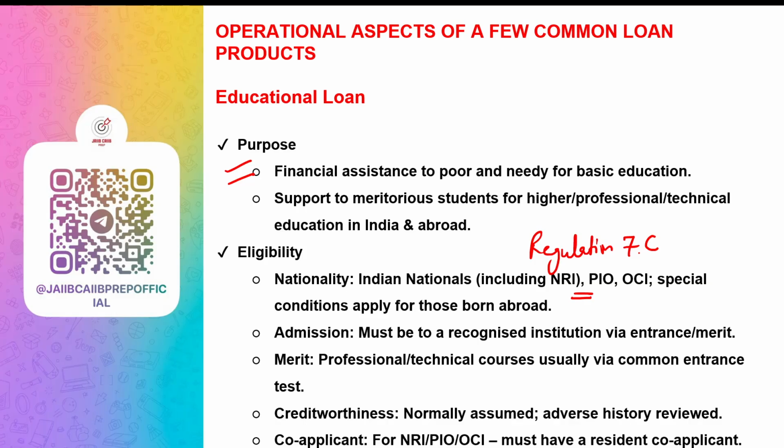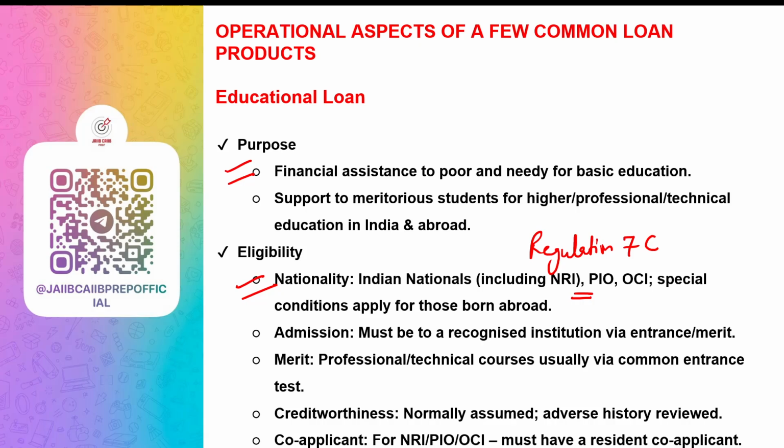Regulation 7C of the borrowing and lending in rupees regulation and amendments: for NRI, PIO, OCI students, the co-applicant must be a permanent resident of India. If parents are also NRIs, PIOs, OCIs, then in that case, another co-applicant who lives in India permanently will be required. With respect to admission, the student must have secured admission to a recognized higher education course in India or abroad through entrance or merit basis. For merit, admission to the courses should be through a fair and recognized merit process. For professional technical courses, entry should be via common entrance test.